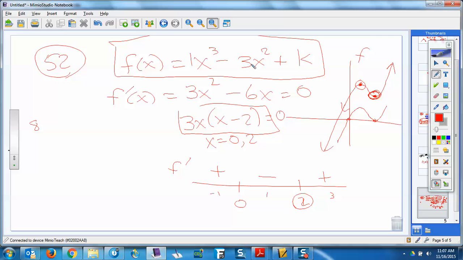2 squared is 4. 4 times negative 3 is negative 12 plus k, and I need to know when that is 0. So negative 4 plus k equals 0. K equals 4. These are the kind of problems that come up when we're reviewing for our midterm. They come up on the AP test a lot. These are the ones that always throw us for a loop, because as soon as we see that k, we go, oh my God, I don't know.